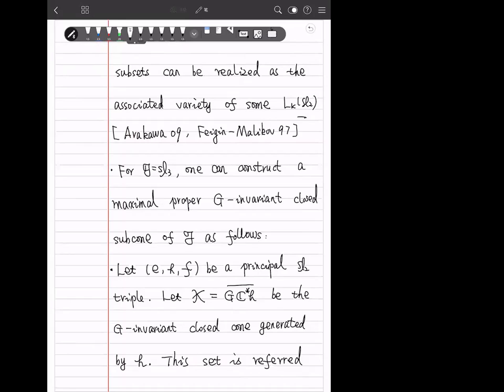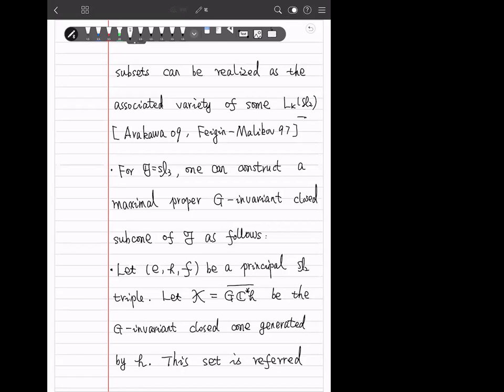But even for SL3, I don't know the recent progress. Maybe it's solved, because I have not talked about this in these years with other people. Now one can construct a maximal proper G-invariant closed subcone of g as follows.